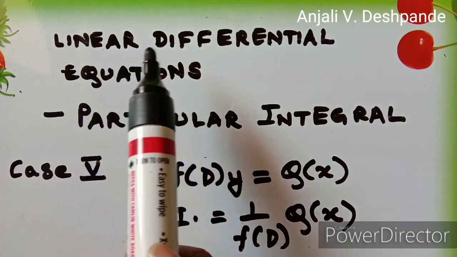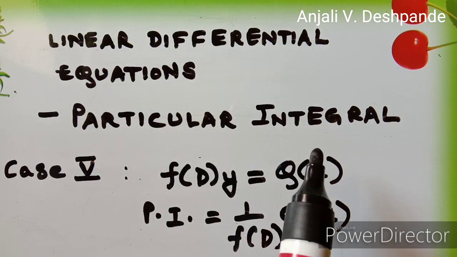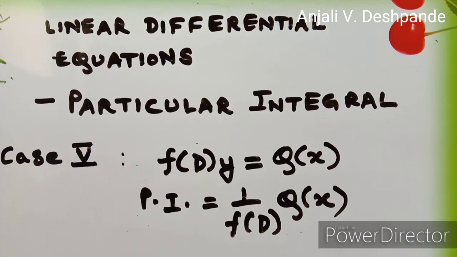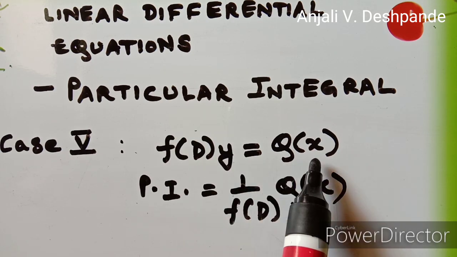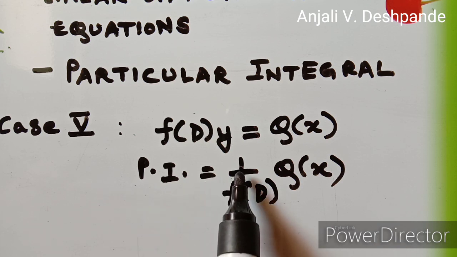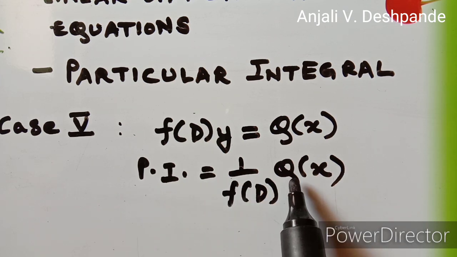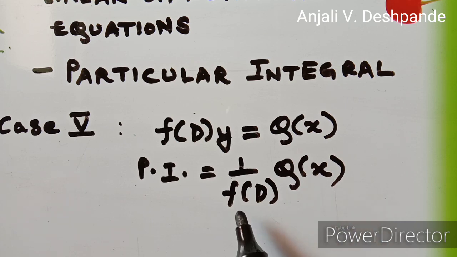So in this video we are going to see linear differential equations, particular integral, case 5. Suppose the equation given is in this form, f(D)y is equal to Q(x). Then by now you know that we write the PI in this form, 1 upon f(D) Q(x), where Q is any function of x.